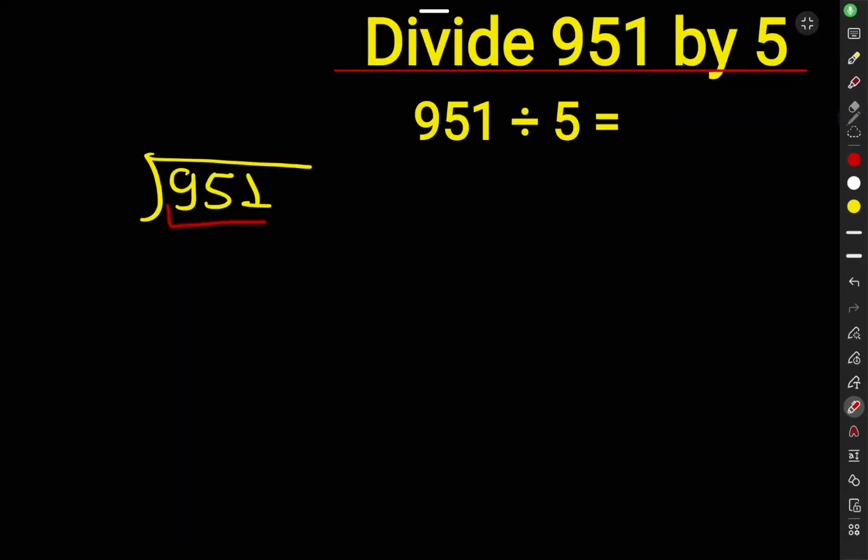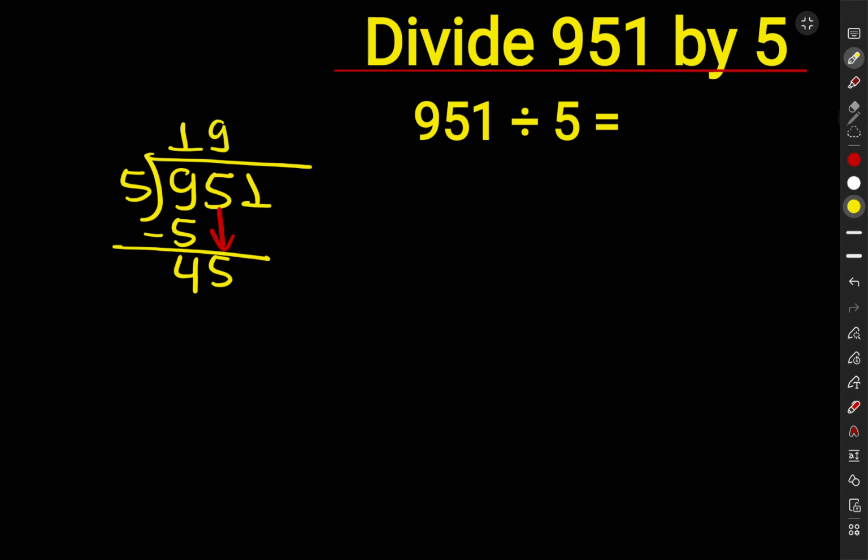Divide 951 by 5 in a long division method. 5 times 1 is 5. On subtracting we get 4. So now we put down this 5 and it is 45.